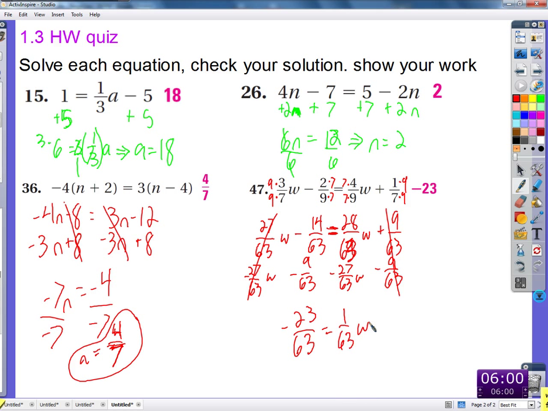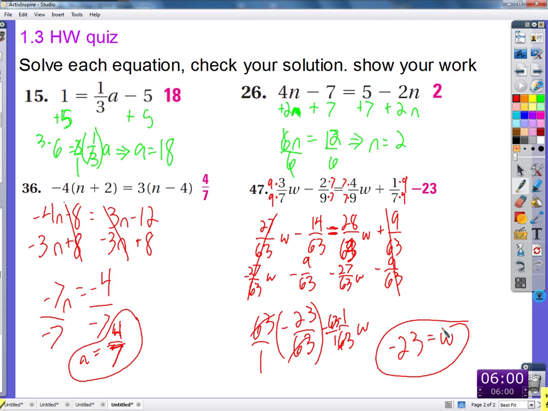1/63 W. All we want to do is get W by itself. We're going to isolate W. We're going to get 1 times W. How do we get 1 times W? Multiply this by 63. So they cancel. Multiply this by 63 over 1. That's nice. That's convenient. Yeah. Negative 23. That's W.